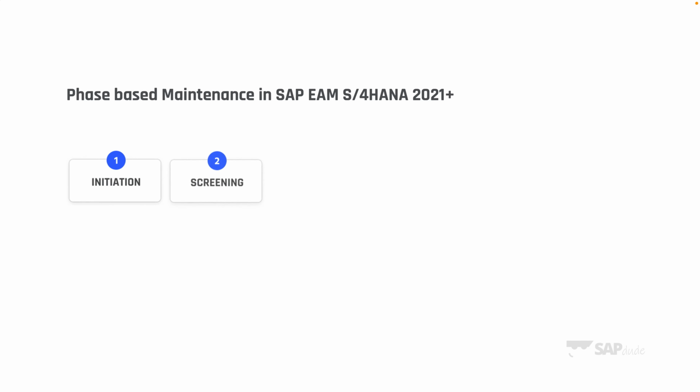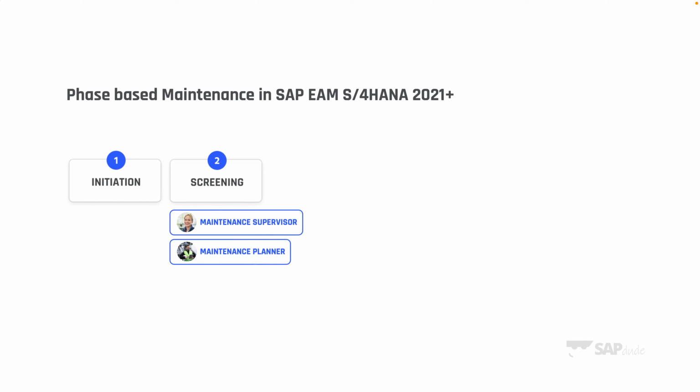And then we have second phase, screening. Here a gatekeeper, supervisor or a maintenance planner monitors all the requests reported by employees. They will see your request as well and they can decide whether it's relevant so they can accept it or they can reject or ask for more details. On the other hand, you can monitor status of all your requests, again with proper Fiori application.